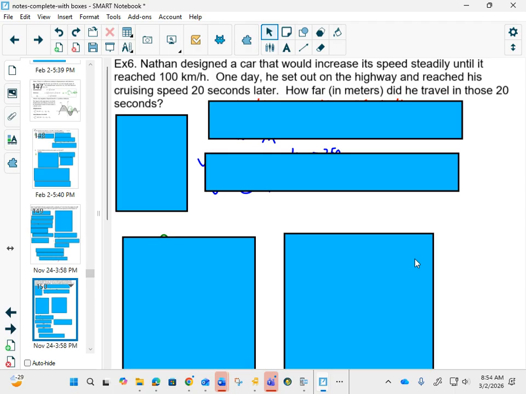Nathan designed a car that would increase its speed steadily until it reached 100 kilometers. You just hit a button, and with fancy new cars these days and all the electronics, this wouldn't be hard to do. One day he set out on the highway and reached his cruising speed of 100 kilometers per hour 20 seconds later. How far did he go in those 20 seconds?